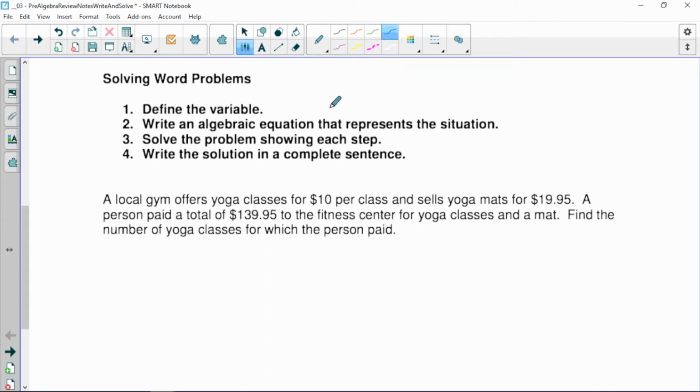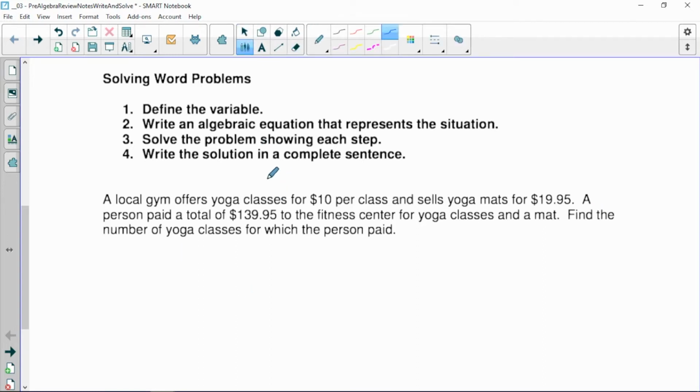Here we have a local gym offers yoga classes for $10 per class and sells yoga mats for $19.95. A person paid a total of $139.95 to the fitness center for yoga classes and a mat. Find the number of yoga classes for which the person paid.